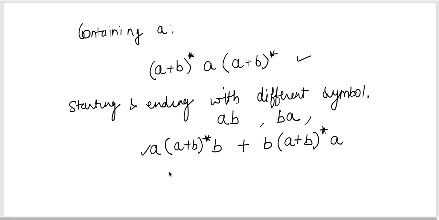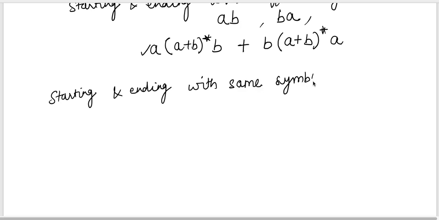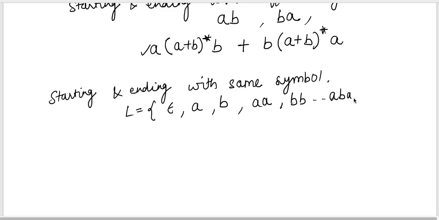Got it? Now do starting and ending with the same symbol, or the same input alphabet, whatever you want. So what will be the language present in it? Actually epsilon is also there because it is starting with epsilon and ending with epsilon. A can also be there because it is starting with A and ending with A, the same symbol. Starting with B, ending with B, or starting with A, ending with A, and so on. ABA can also be, and so on. Got it?